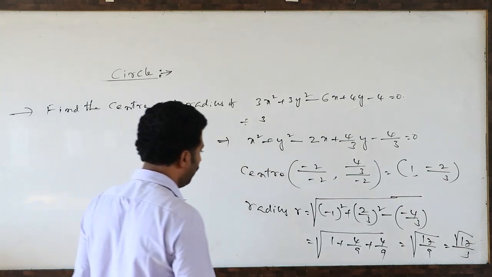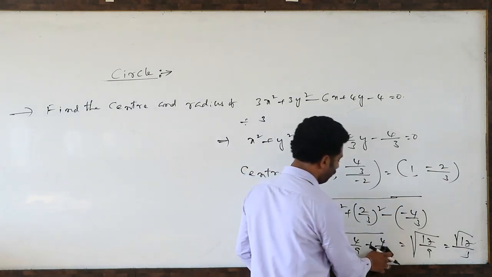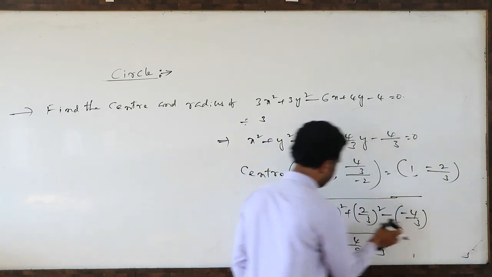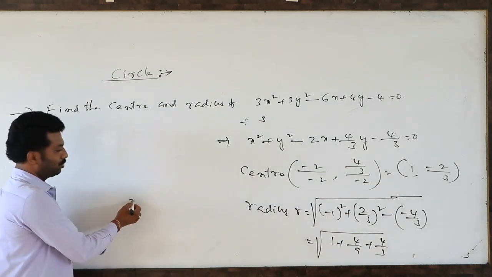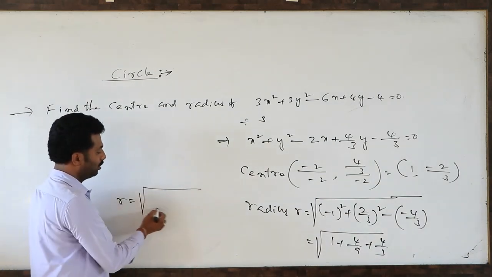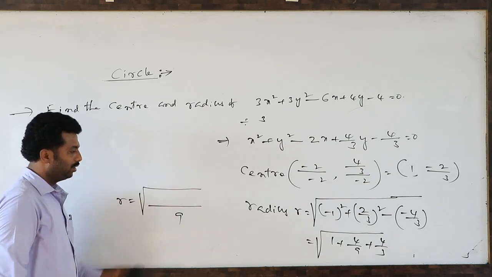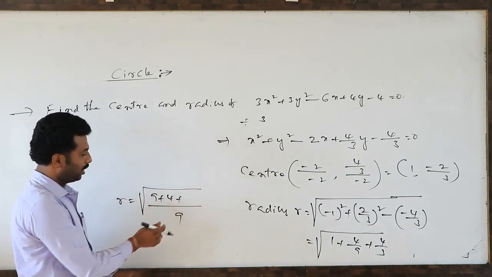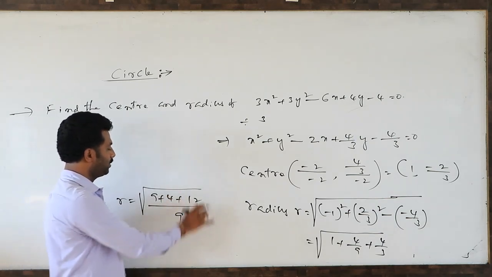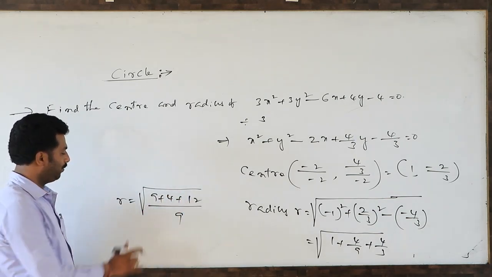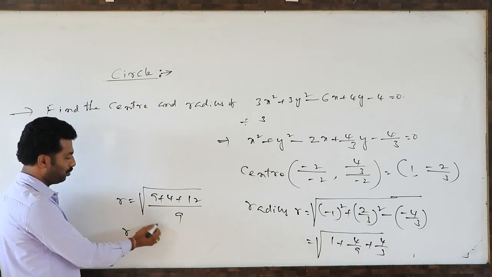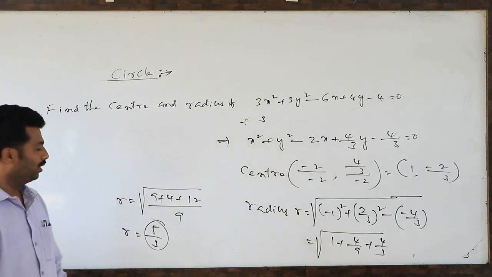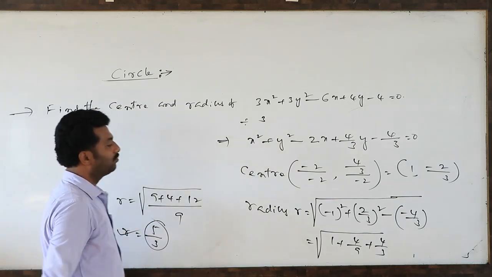Sorry, this is 3 only, not 9. So what is the answer? Radius r equal to root of, LCM 9 will come. So this is 9 plus 4 plus, the 3 times cancels, so this is 12. 13, 25. So r is equal to root of 25 by 9, that is 5 by 3. So this is the radius of the circle.